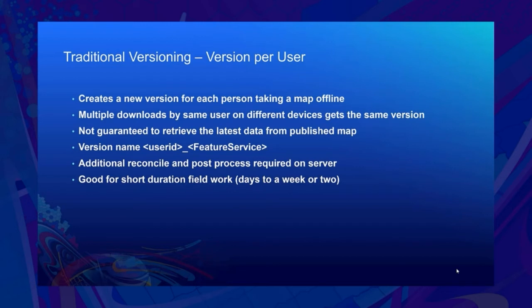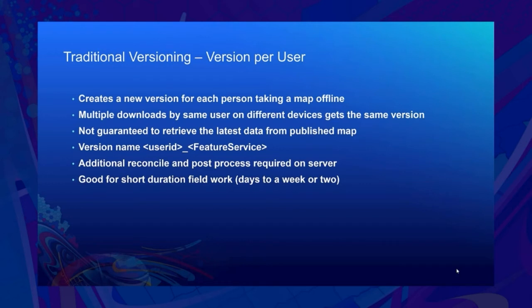It's not guaranteed to retrieve the latest data from the published map, because you're always going back to that version for the user. So without backend work to keep that version up to date with the mainline, you're possibly not getting the latest version of the data. The version name here is based off the user ID and then the feature service. But as we mentioned, there's an additional reconcile and post process that's required to take the changes from the user's version and update them to the mainline, but also to bring the changes down into the user's version so that they can benefit from those as well.